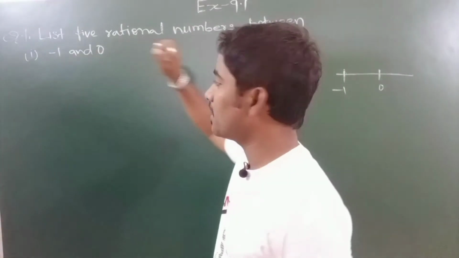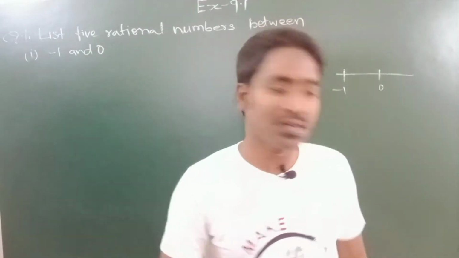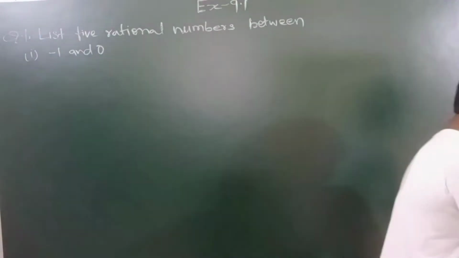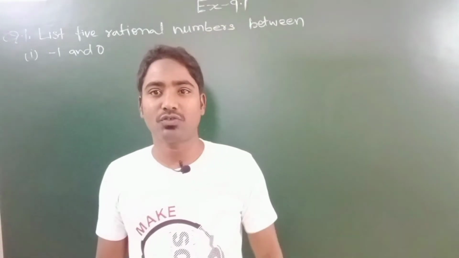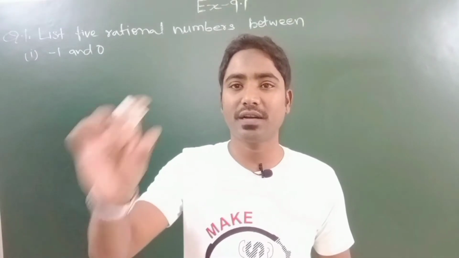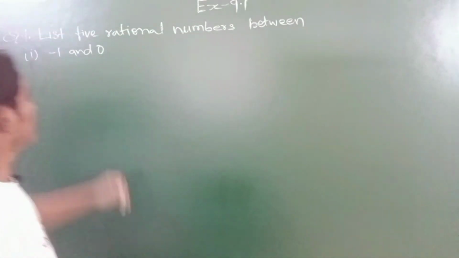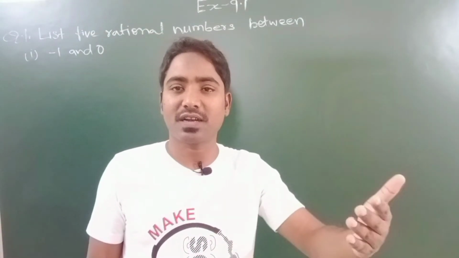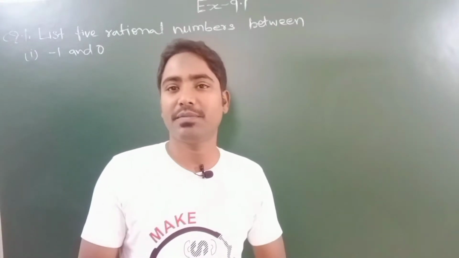See, here we have -1 and 0, and we have to list 5 rational numbers in between them. So, what is the method of solving such type of questions, students? One thing more I would like to tell you before starting my solution: this rational number chapter is there again in 8th standard, 9th standard, 10th standard, and approximately the same question is there. The same question, 5 rational numbers, 10 rational numbers, 7 rational numbers between two given rational numbers, will be asked to you in 8th standard also.